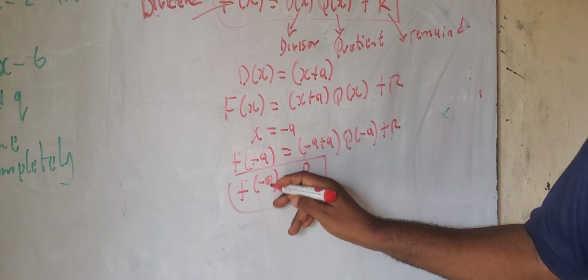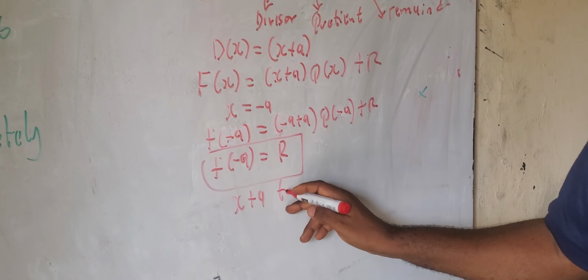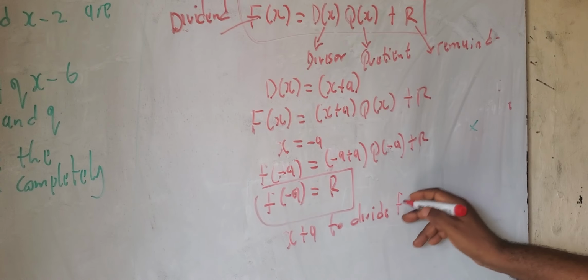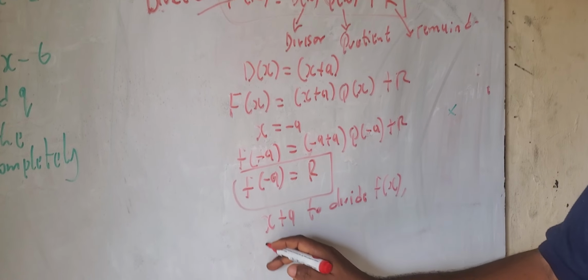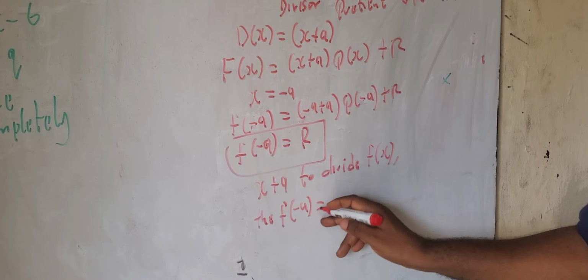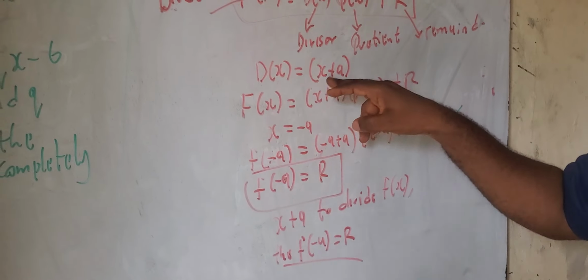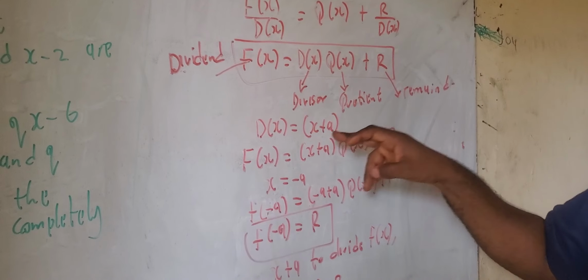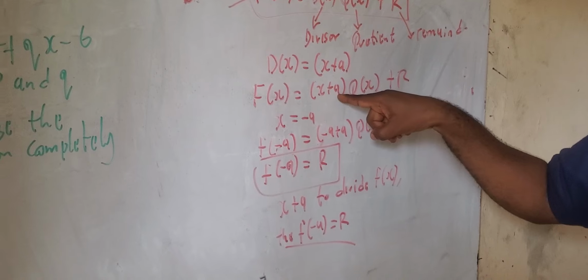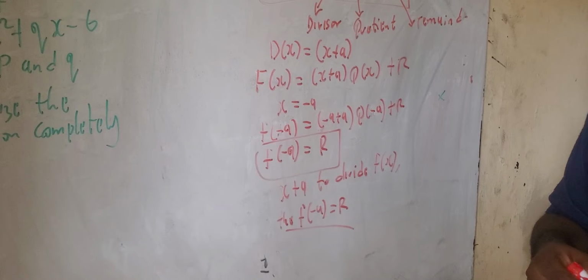What this is saying is that when we use x plus a to divide the polynomial f of x, then f of minus a will give us the remainder. That's the remainder theorem. If the factor had been x minus a, then I will let my x be a, so that this one can become 0. We are still going to have the remainder theorem.